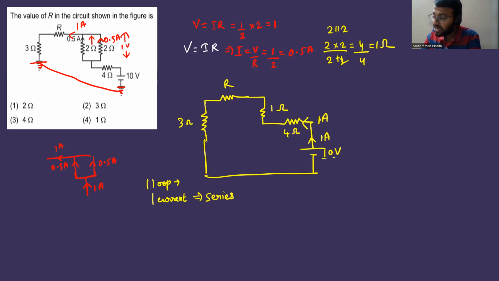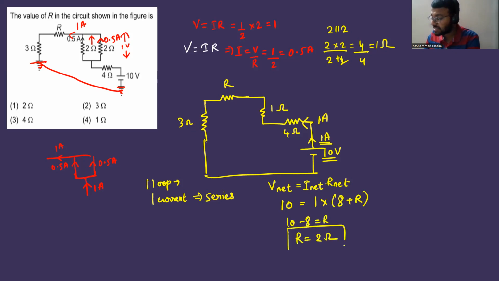Now here, you know the net voltage and the net current supplied by the battery. Therefore we can use V equal to IR. So V net is equal to I net multiplied by R net. Total voltage is 10 volt. Total current is 1 ampere and total resistance is 4 plus 1 plus R plus 3 because all are in series. So 4, 5, 5, 6, 7, 8. Total resistance is 8 plus R. So 10 minus 8 is going to be R, so R is equal to 2 ohm. This is the resistance.